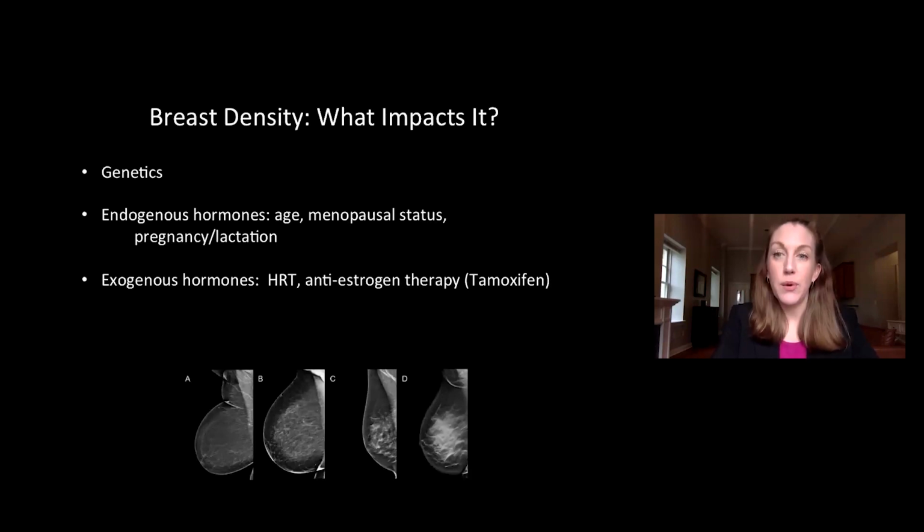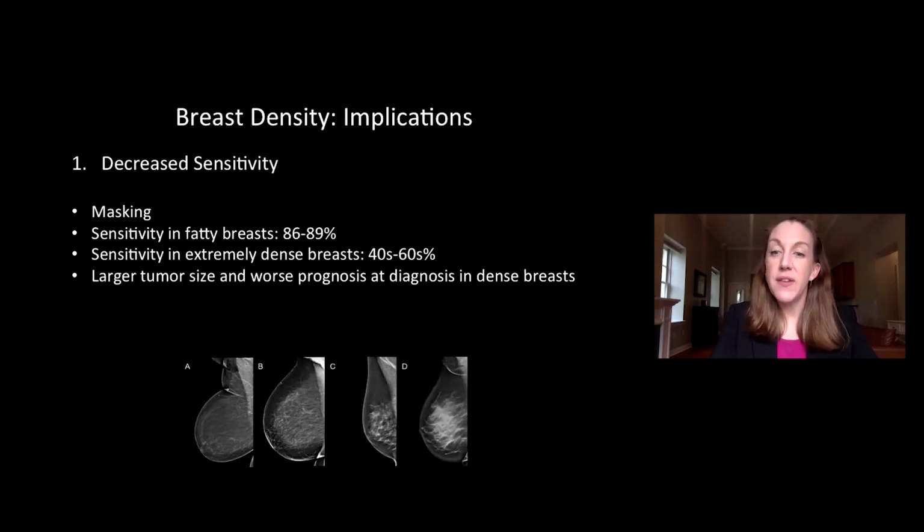So what impacts breast density? Of course, genetics, it's how we're born. Endogenous hormones, so age and menopause. Traditionally, breast density gradually declines following menopause. Likewise, dense tissue increases during pregnancy and lactation. Also, exogenous hormones impact it, with hormone replacement therapy increasing breast density, while anti-estrogen therapies such as tamoxifen decrease it.